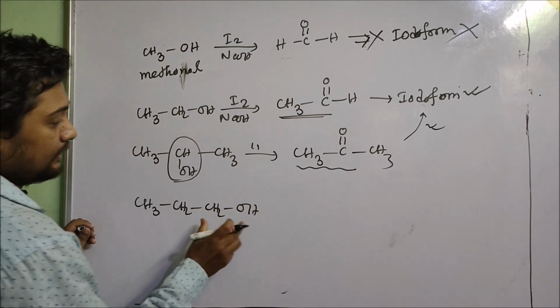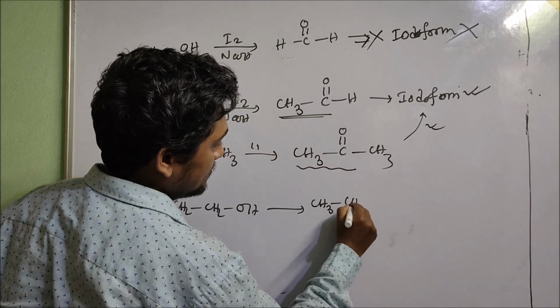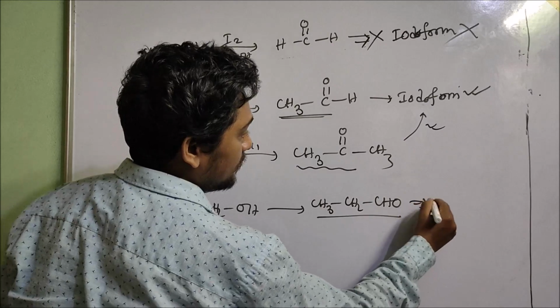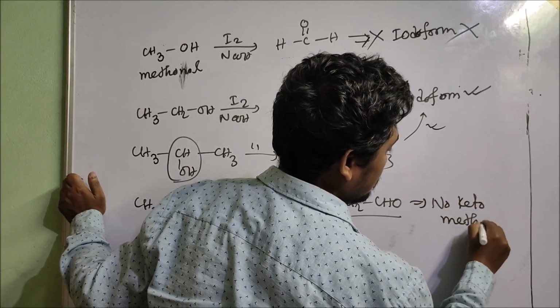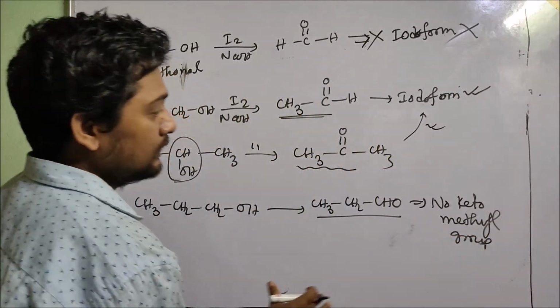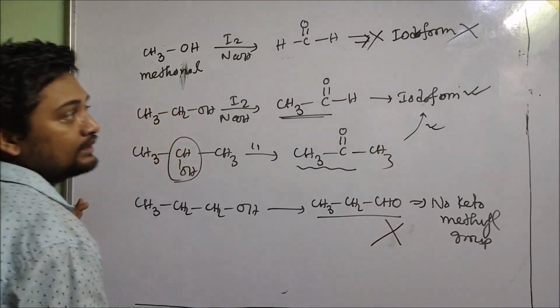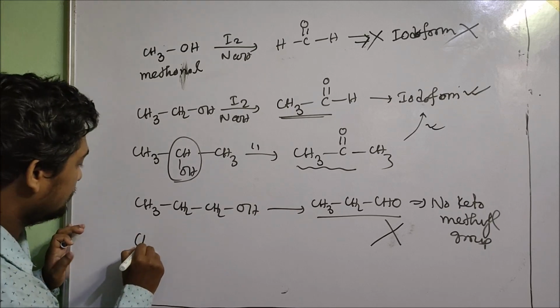Again, CH3CH2CH2OH, here when it oxidizes, it will produce CH3CH2CHO. Here there is no ketomethyl group. As it does not have any ketomethyl group, it will not participate in the iodoform reaction.